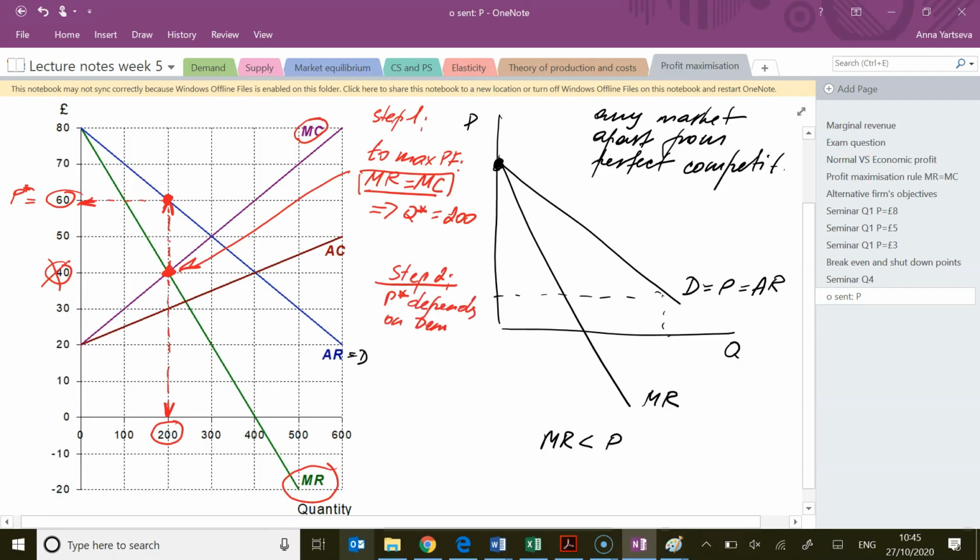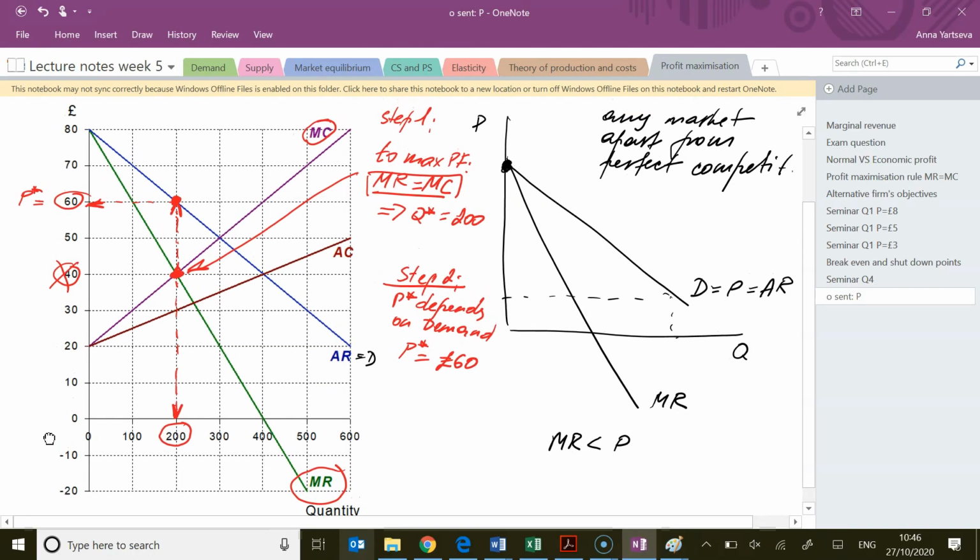Depends on demand. So go all the way up to the demand curve, and this will determine your equilibrium price. In this case, price will be equal to 60 pounds. Any questions? Okay. Next question. What is the total revenue at this price and output?